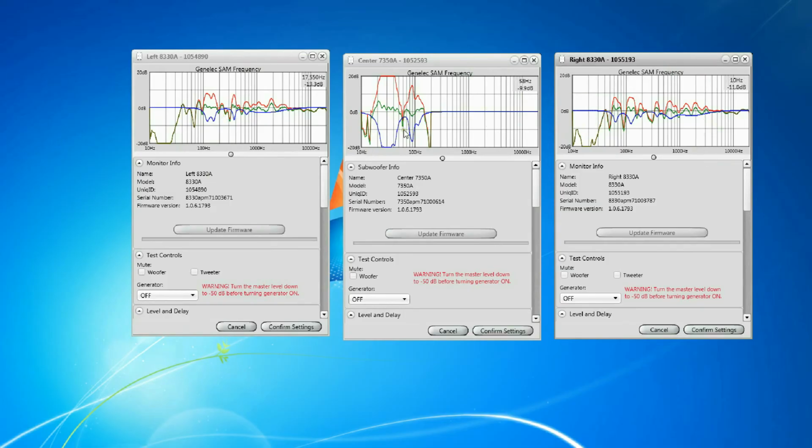Have a little look at those. They're quite erratic, they're quite mad. They've been flattened out somewhat by the Genelec software.